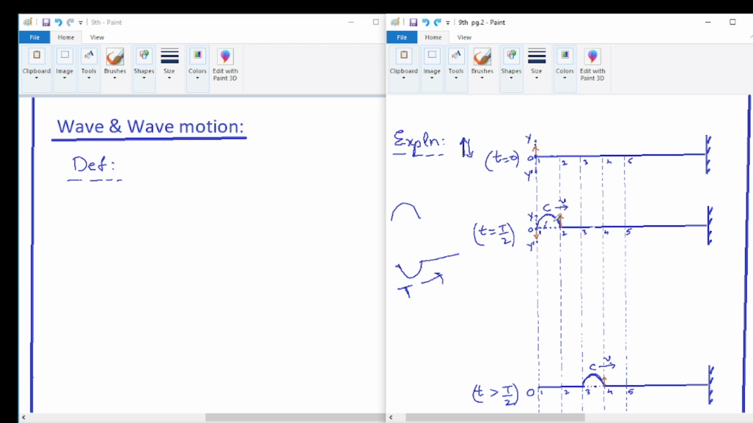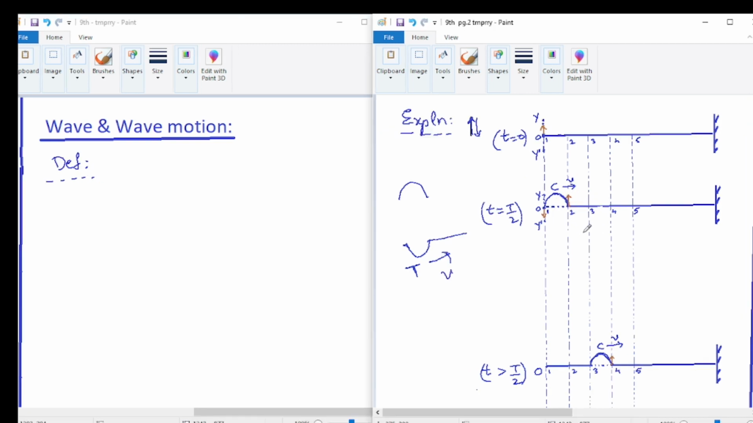So see here, I'm removing them here. Just observe the cursor compulsorily. I have removed it. Now we got the original diagram. Now just check carefully the exact definition of the wave motion and wave.